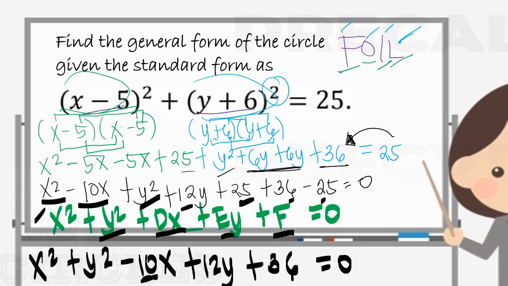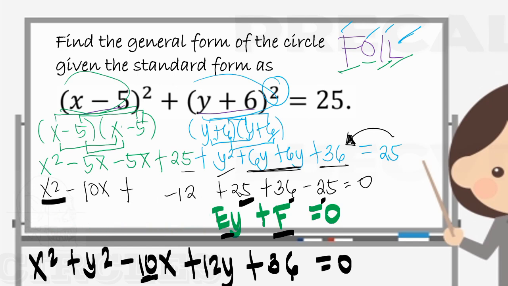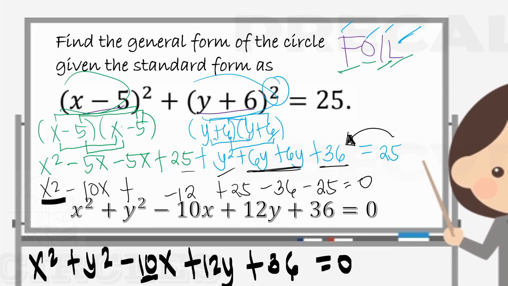So, double check natin yung answer natin kung tama ba. So, the final answer is, so, check natin. So, x squared plus y squared minus 10x plus 12y plus 36 is equal to 0. So, ganyan din ba yung answer nyo? Siguro naman ganyan din yung answer nyo.